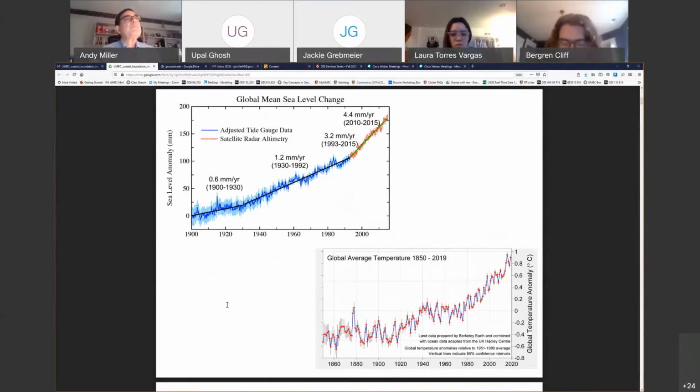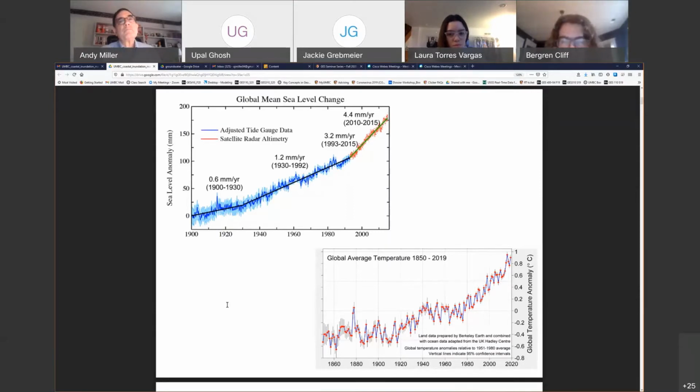So the bottom right diagram shows the global mean temperature from 1850 to 2020. As you can see, in the later half of the 19th century and beginning of the 20th century, there's not much change in temperature. But since then, the temperature has steadily increased. Over the last 1.5 centuries, the temperature has increased by about 1.5 degrees Celsius.